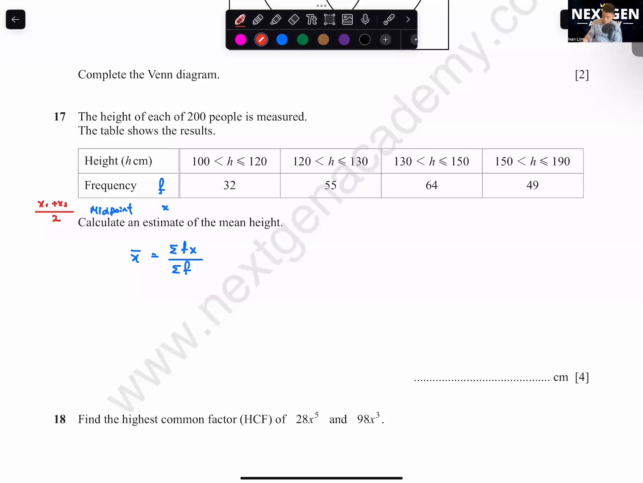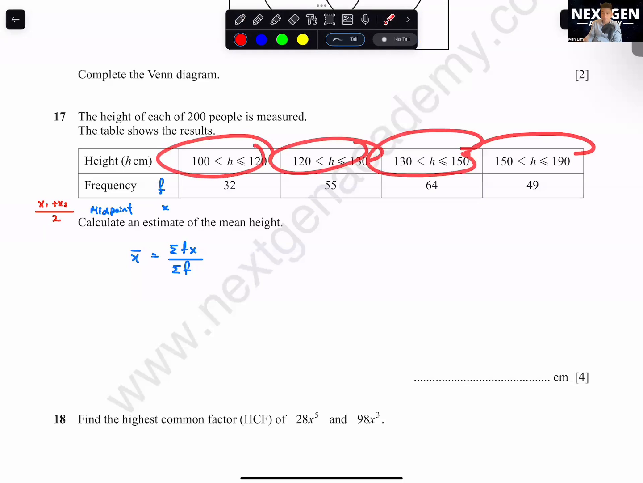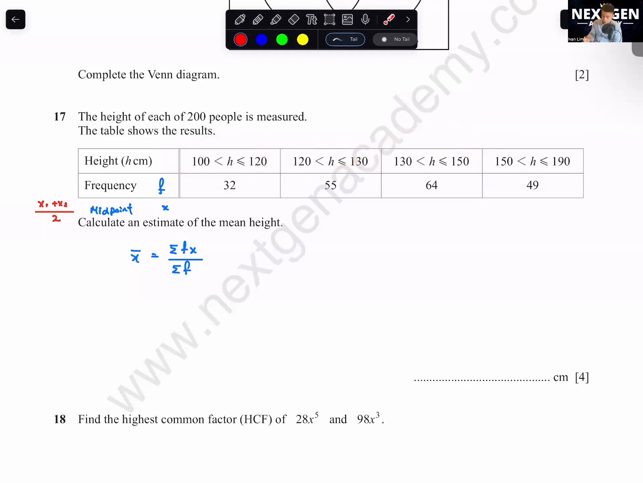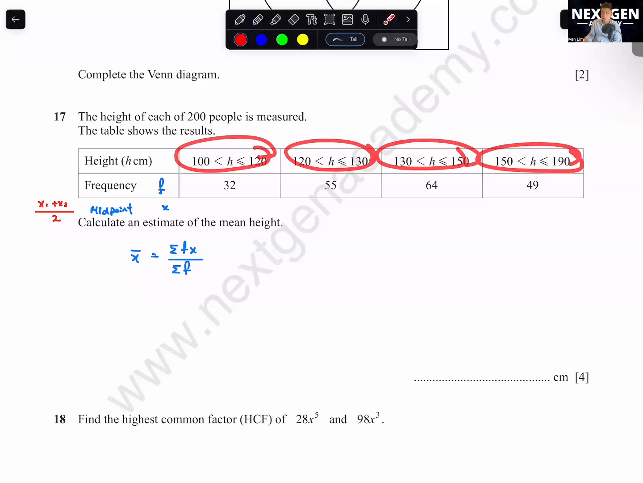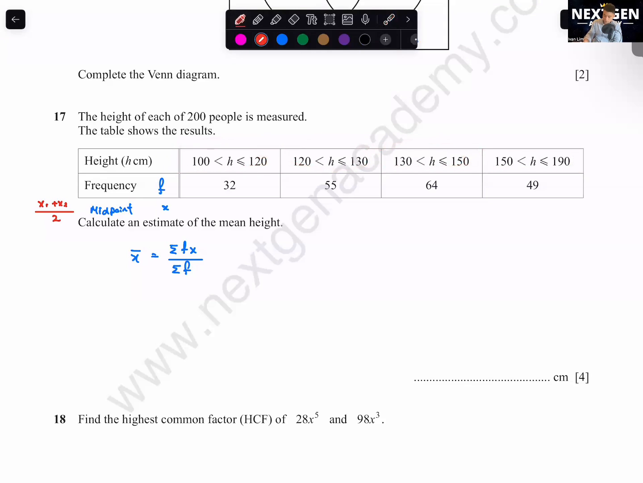You have to be careful because sometimes the midpoint is not in the same interval. You see this one 20, this one 10, 20, then this one 40. So don't assume that it's the same. So you just use your calculator to calculate it. This one you get 110, 125, 140, 170.